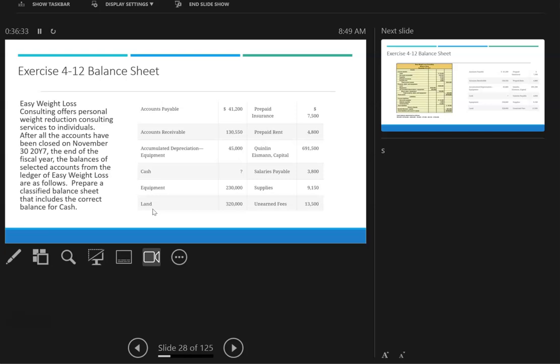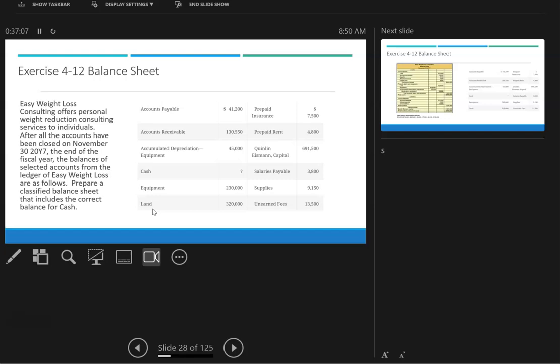Let's look at this one. Easy Weight Loss Consulting offers personal weight reduction consulting services to individuals. After all the accounts have been closed on November 30th, 2027, the end of the fiscal year, the balances of the selected accounts from the ledger of Easy Weight Loss are as follows. Prepare a classified balance sheet that includes the correct balance for cash.